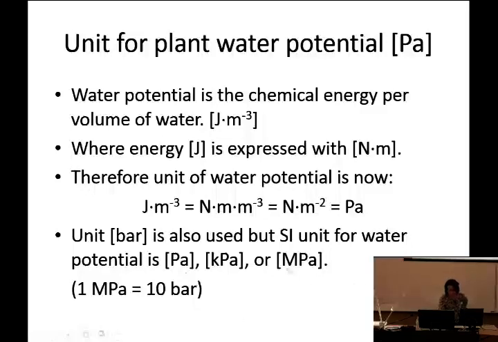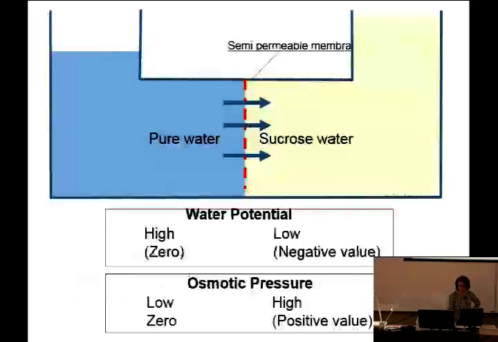And then in old literature, you might see bar, B-A-R, and this is a conversion: 1 megapascal equals 10 bar. So if somebody is talking about bar, you just need to divide by 10 to get megapascal. Okay? All right.